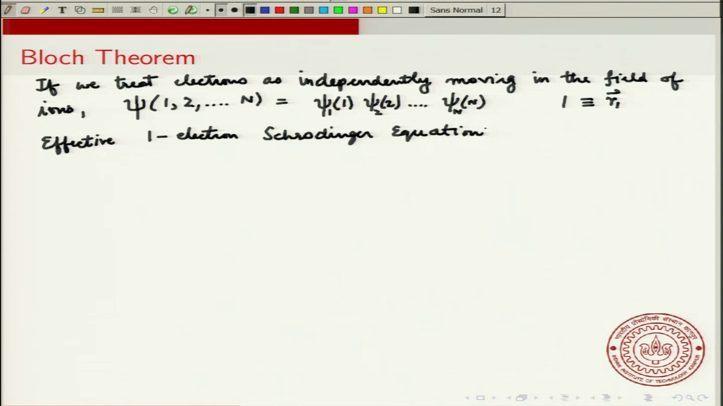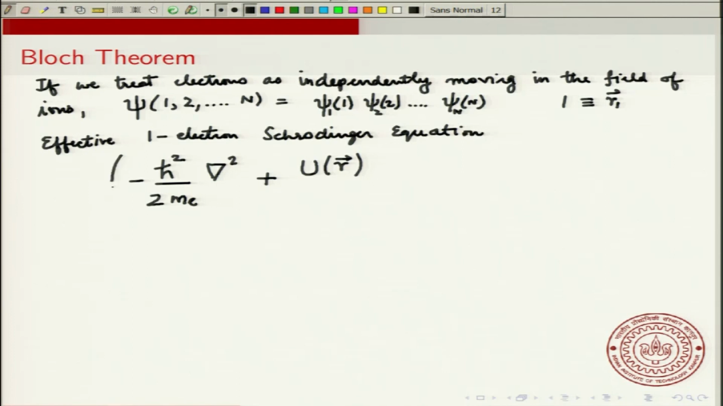So, if you just look at any one of these electrons, then it satisfies an effective 1 electron Schrodinger equation that is written in the following way. There is a kinetic energy of the electron, that is minus h cross square by 2 m e, times the Laplacian. The kinetic energy in 3 dimensions is given by this Laplacian or the square of the gradient, plus U of r. U of r is the potential that is felt by the electron.